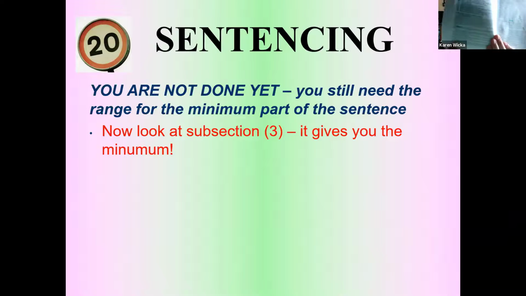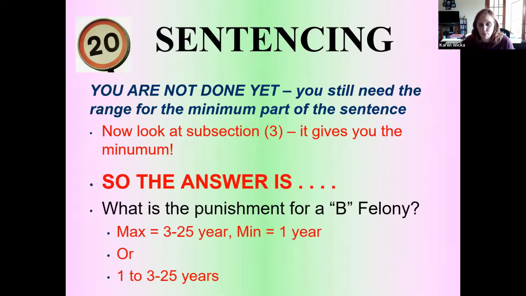So again, underline the word minimum so you don't forget that that's going to be your minimum. And when you read that, it says the minimum period of imprisonment for indeterminate shall be 1 year. Underline or highlight 1 year. So you know for regular A, B, C, D, E felonies, it's always going to be 1 year, always.